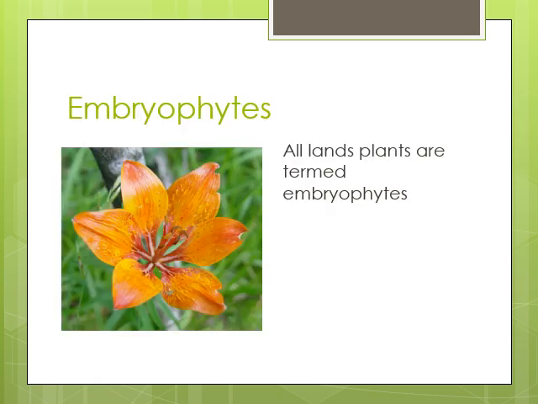And then that leads to the formation of an embryo. That is, the zygote begins to develop. So all land plants, every single plant that you've seen on land, is termed an embryophyte because it's going to produce unique embryos. So far, so good.